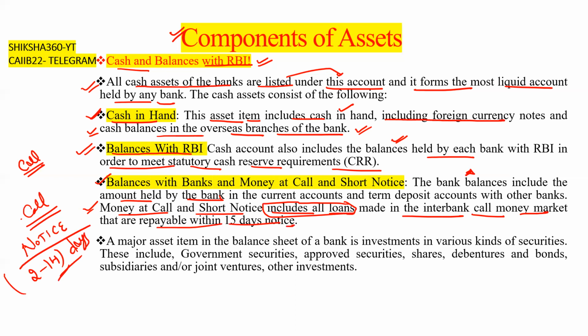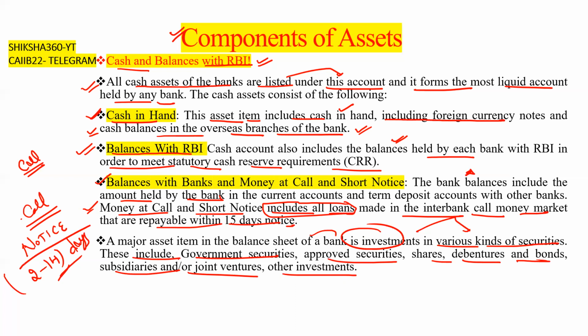Of the assets. The next one to discuss, a major asset item in the balance sheet of a bank, is investment. Investment is in various kinds of securities. These include government securities, approved securities, shares, debentures and bonds, subsidiaries or joint ventures and other investments.